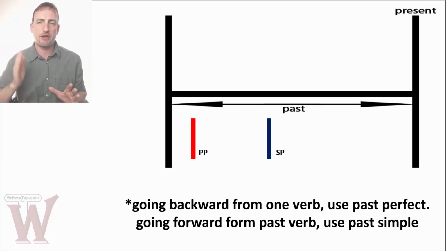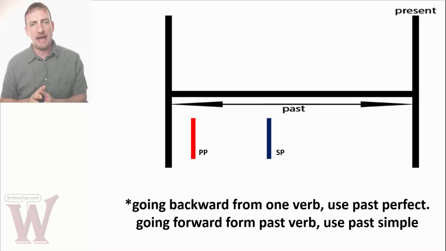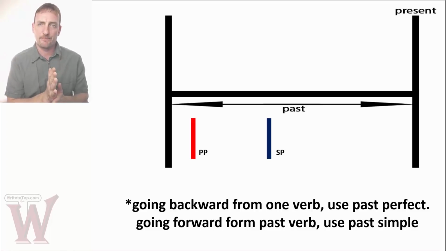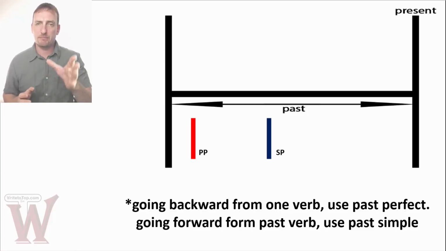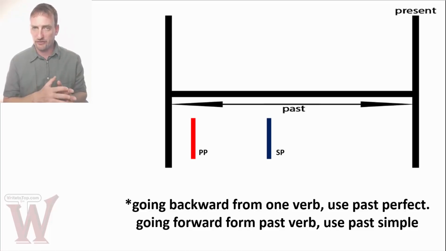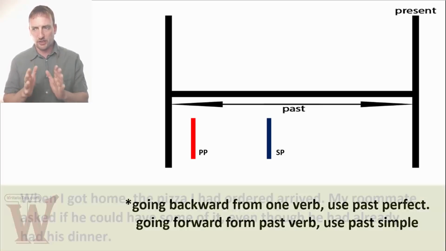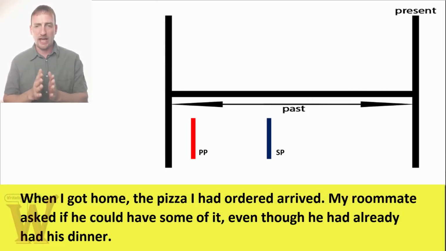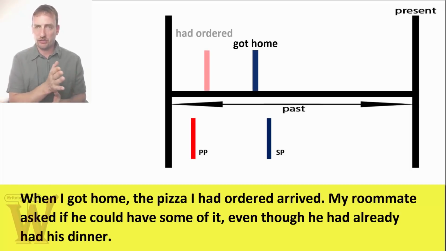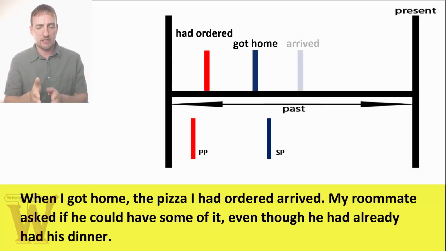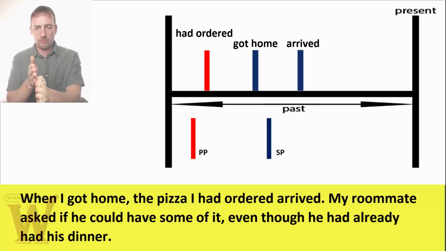So you have your present time, and when we're looking at the past perfect, everything is in the past. And it's always going to be at least two situations. So I have the red bar will represent the past perfect. The blue bar will represent the simple past, okay? So let's look at that same sentence. When I got home, simple past, the pizza I had ordered, I ordered it before, arrived after I got home. So arrived home, had ordered, arrived, okay?